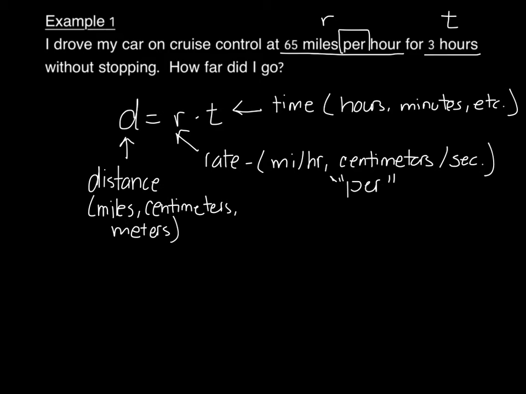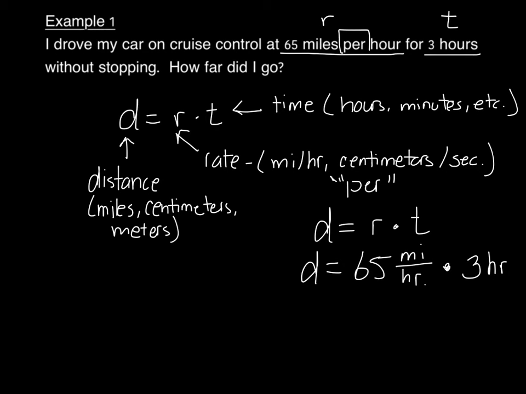So now I'm simply going to plug those numbers into my formula. So my formula again is D equals R times T. I don't know my distance, so that's going to stay D equals. My rate is 65 miles, you can shorten that to MI per hour, HR, times 3. My T is 3 hours, so 3 hours. Now, since I have hours and hours, those can get crossed off. And now I simply solve this problem.